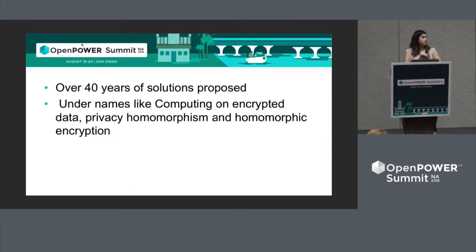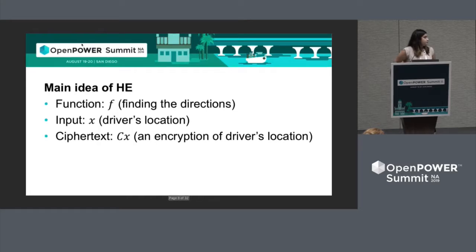There have been solutions proposed over the past 40 years under different names, like computing on encrypted data, privacy homomorphism, and homomorphic encryption. So here is the simplest way to talk about the main idea of homomorphic encryption. There is a function f. In that example, that would be finding the directions to somewhere. And there is the input x, which in the past example is the driver's location. And there is a ciphertext, which we'll call C from now on. It is an encryption of the driver's location, an encryption of your input.